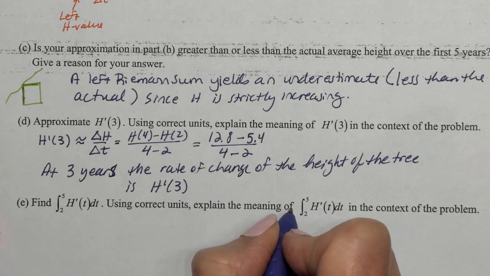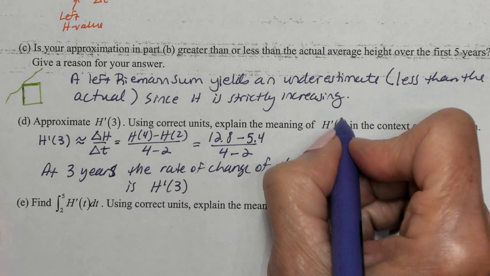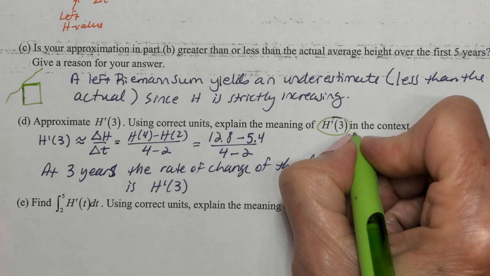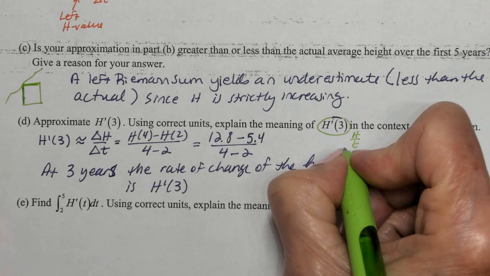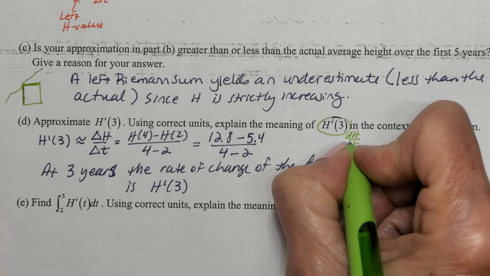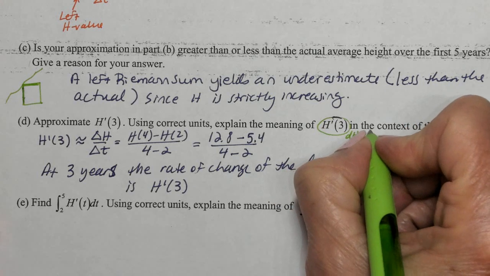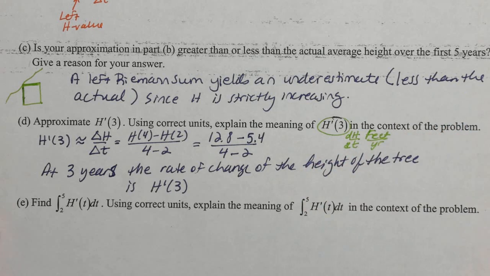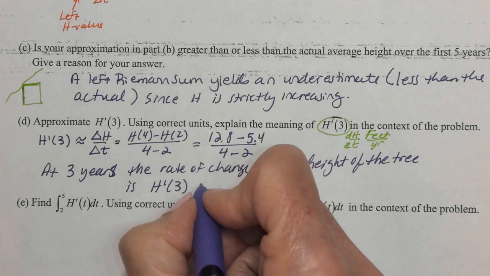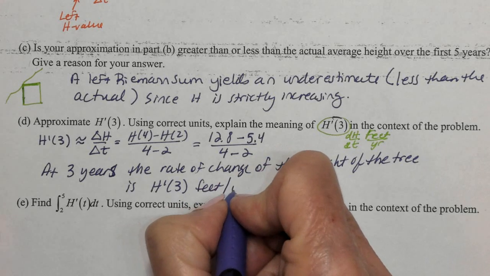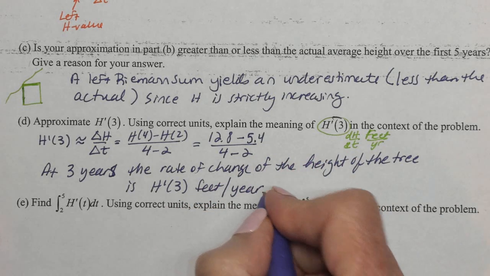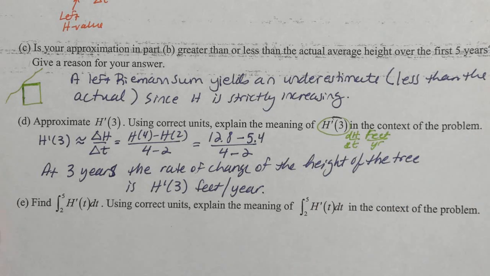Now what are the units? H prime, remember, is going to have units of h over t, because this is dh dt. H is in feet, t is in years, so this will be feet per year. Feet divided by years. Once again, read it, make sure it makes sense.